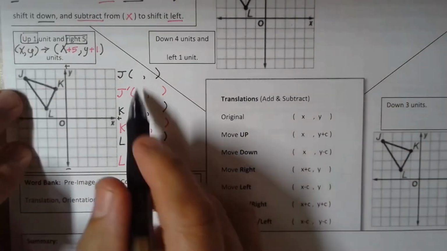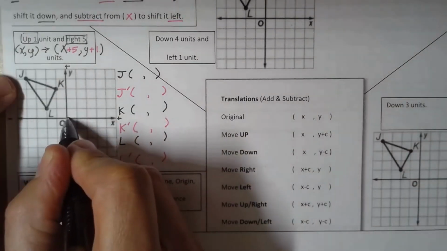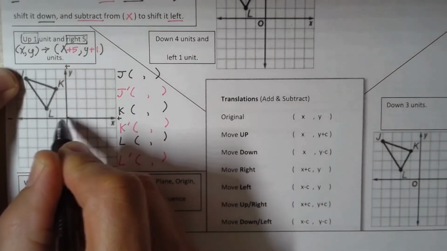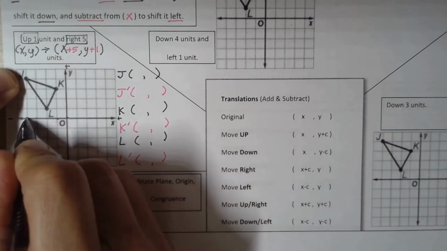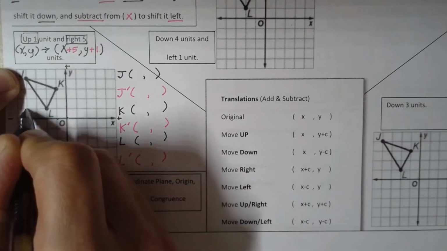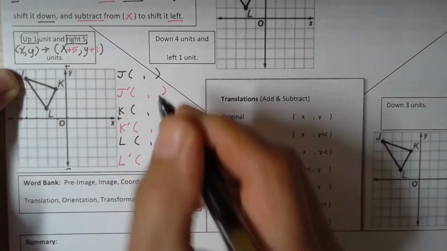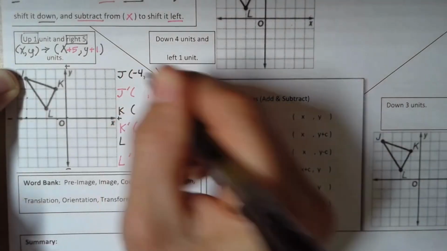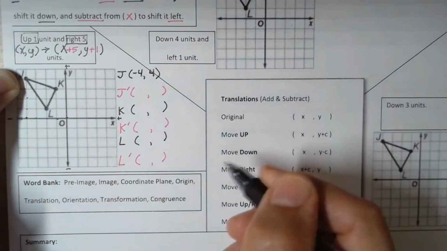Okay, so let's go ahead and find J real quick. Remember, we start from the origin always. To find J, we go over 1, 2, 3, 4, and then we go up 1, 2, 3, 4. Since we went left 4, that's negative 4, and then up 4 was positive 4.